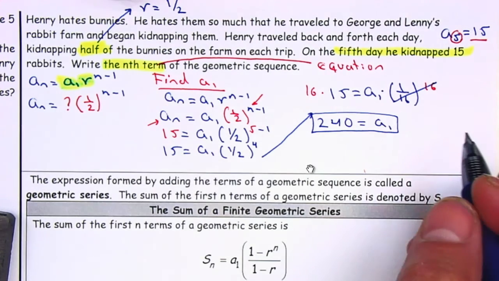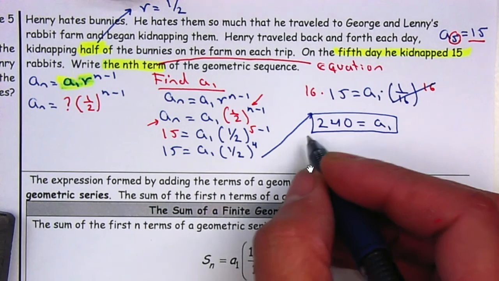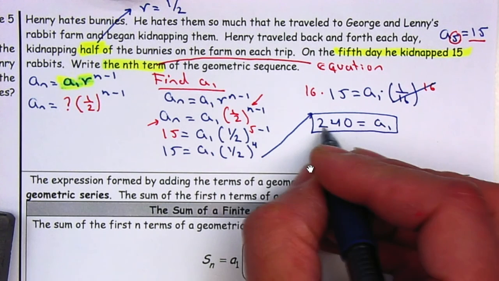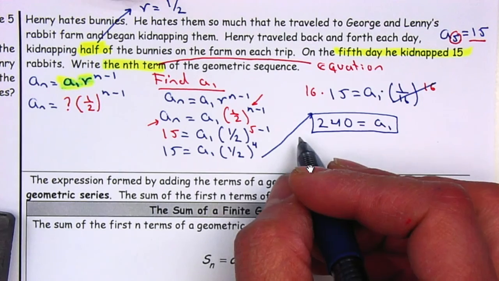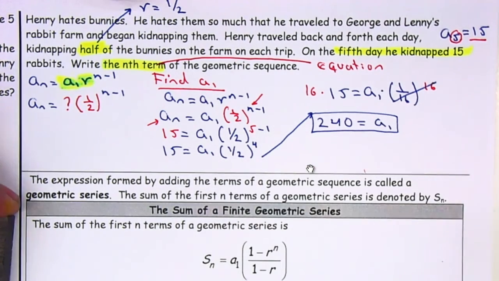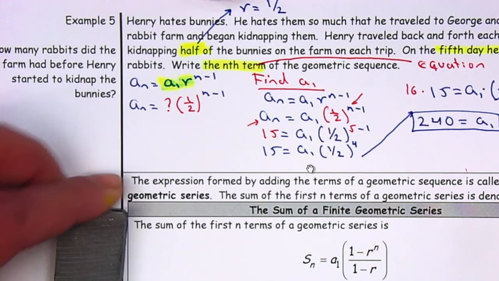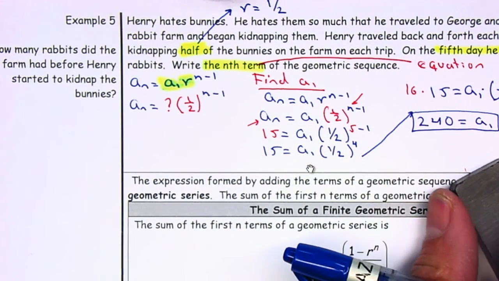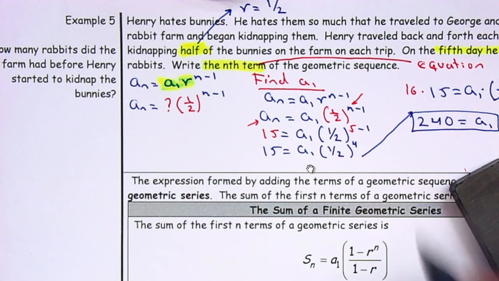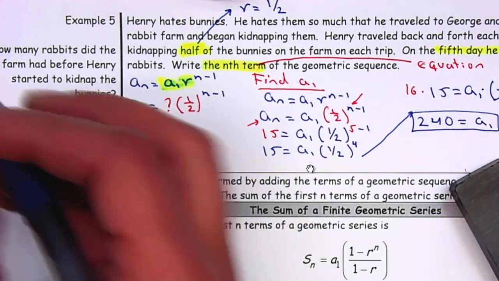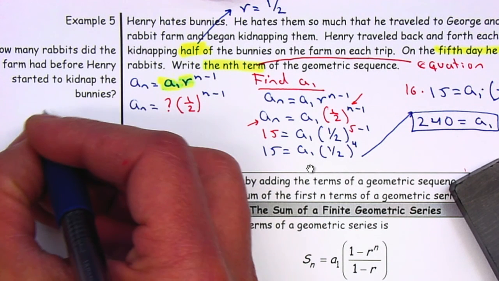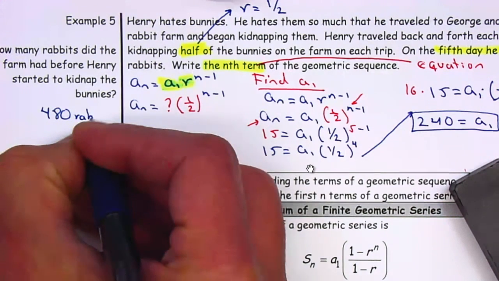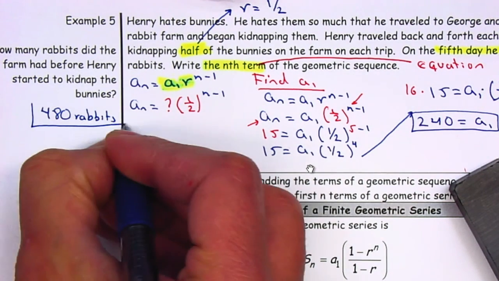Therefore, on the first day, Henry kidnapped 240 rabbits. So remember, we're talking about how many rabbits he kidnapped each day. And from there, you can answer the question on the left. How many rabbits did the farm have before Henry started to kidnap the bunnies? So if he kidnapped 240 on the first day, the day before, the farm had 480 rabbits. Do you guys agree? Very good.